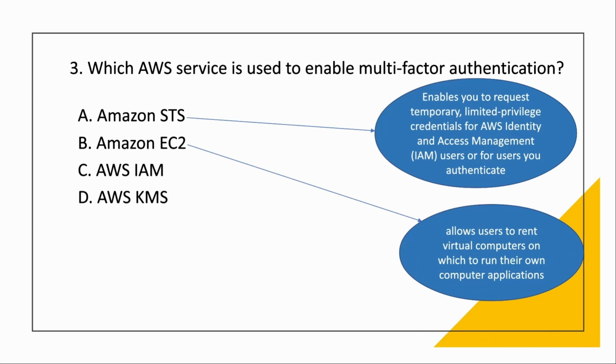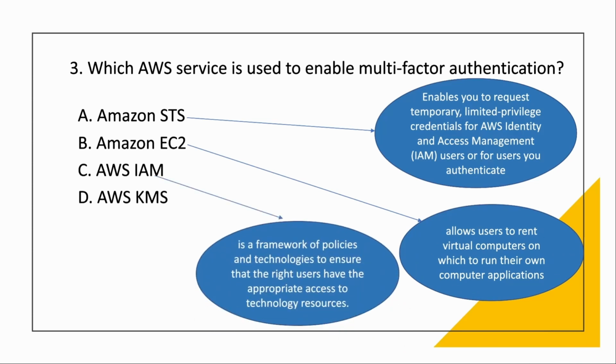Then EC2, we have seen in the last video. It is a virtual computer where you can run your applications. Then IAM is Identity Access Management. It is a framework of policies and technologies to ensure that the right users have the appropriate access to the technology resources. So when you create a root account to log in to AWS, and you want to enable multi-factor authentication, you use the IAM service.